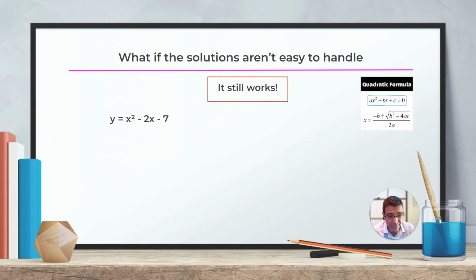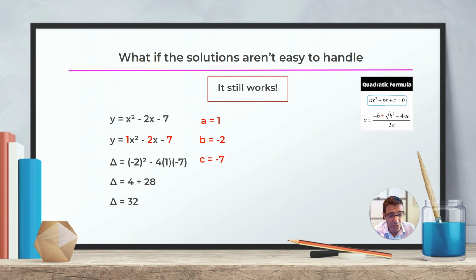That's because negative 7 doesn't have a bunch of factors. It's just got negative 7 and 1, or 1 and negative 7. So we decide to go ahead and use the formula. 1x squared minus 2x minus 7: a is 1, b is negative 2, c is negative 7. We're going to do negative 2 squared minus 4 times 1 times negative 7. The negative 2 squared is 4. 4 times 7 is 28, and it's going to be positive because it's a negative times a negative. So we end up with 4 plus 28, and we end up with 32.